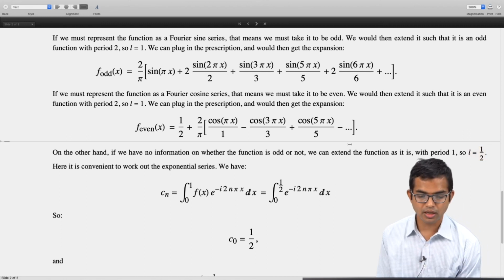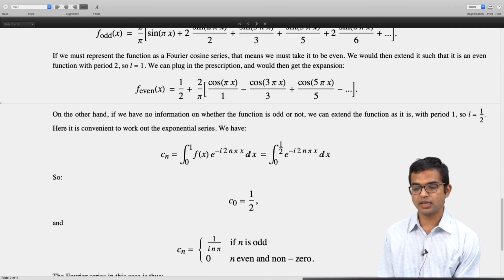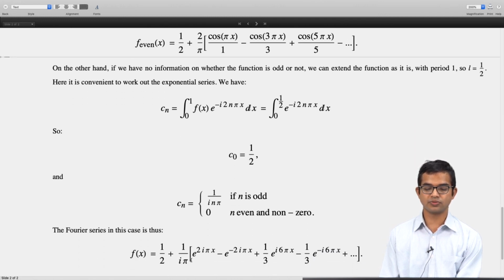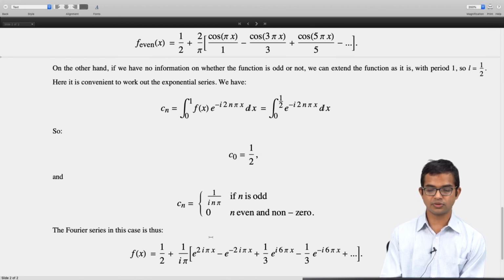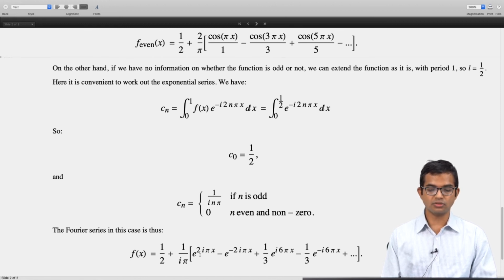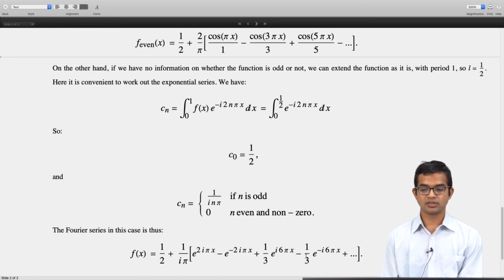So here it's convenient to work out this exponential series, and then we have this expression involving minus I 2n pi x dx. You have to be careful, and then the final result, because of these I n pi x by L, in this case L is a half, so you get all these factors of 2, and you have only these odd n's allowed. So you'll see that this exponential series is going to be something like 1 over 2 plus 1 over I pi, e to the 2 I pi x minus e to the minus 2 I pi x, plus 1 over 3 e to the I 6 pi x minus 1/3 e to the minus I 6 pi x, and so on, right?